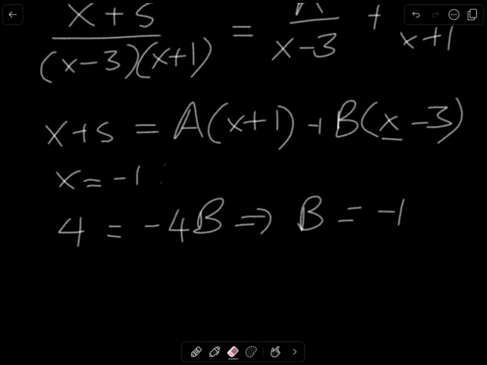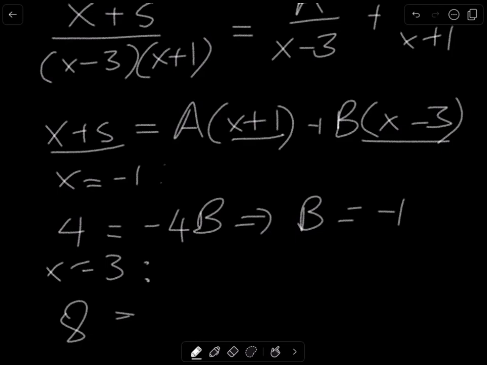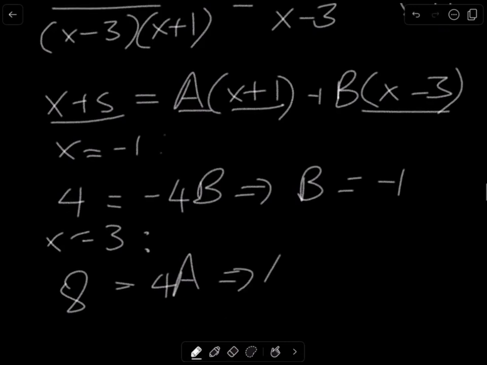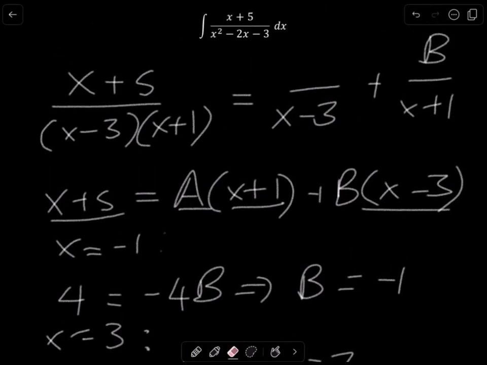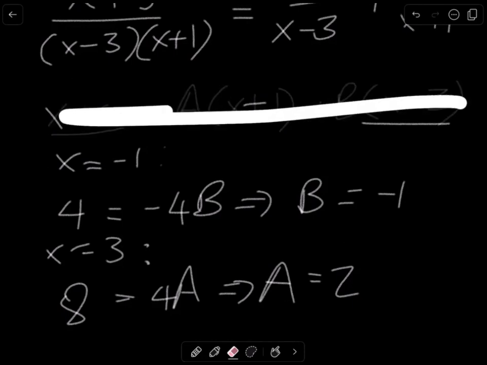So to solve for a, I'm going to say let x is equal to 3. So if x is equal to 3, watch what happens. 3 plus 5 is 8. 3 plus 1 is 4. 4 times a is 4a, plus 3 minus 3 is 0. 0 times b is 0. I don't have to write that out. So it's going to be 8 is equal to 4a. This means that a is equal to positive 2. So let's fill that in. So a is equal to positive 2 and b is equal to minus 1. There we go. That's how we handle this using partial fractions.